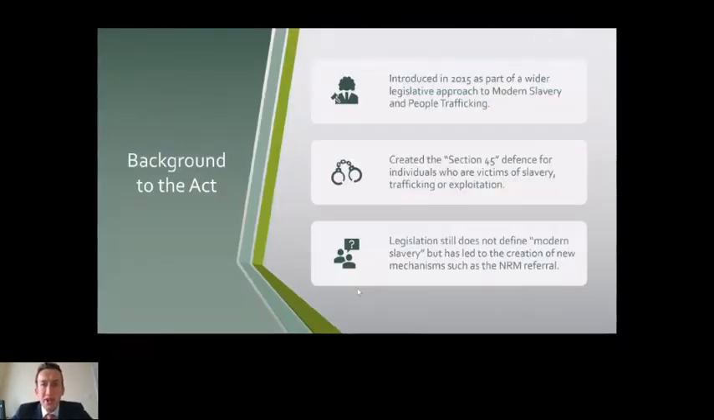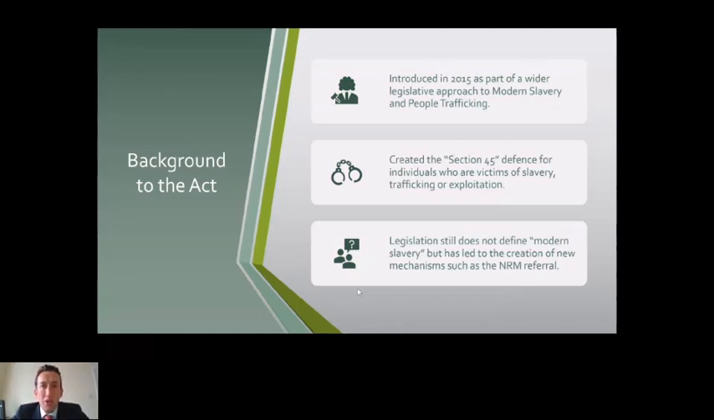This Act was introduced in 2015, by the then Home Secretary Theresa May, and was a response to a variety of other wider legislation changes, such as the Palermo Convention, and it effectively created what we now call the Section 45 defence, that up until then had been in a slightly different format under the previous 2007 Act. And that specifically applies to people who are said to be the victims of slavery, trafficking or exploitation, which is quite broadly defined within the Act.